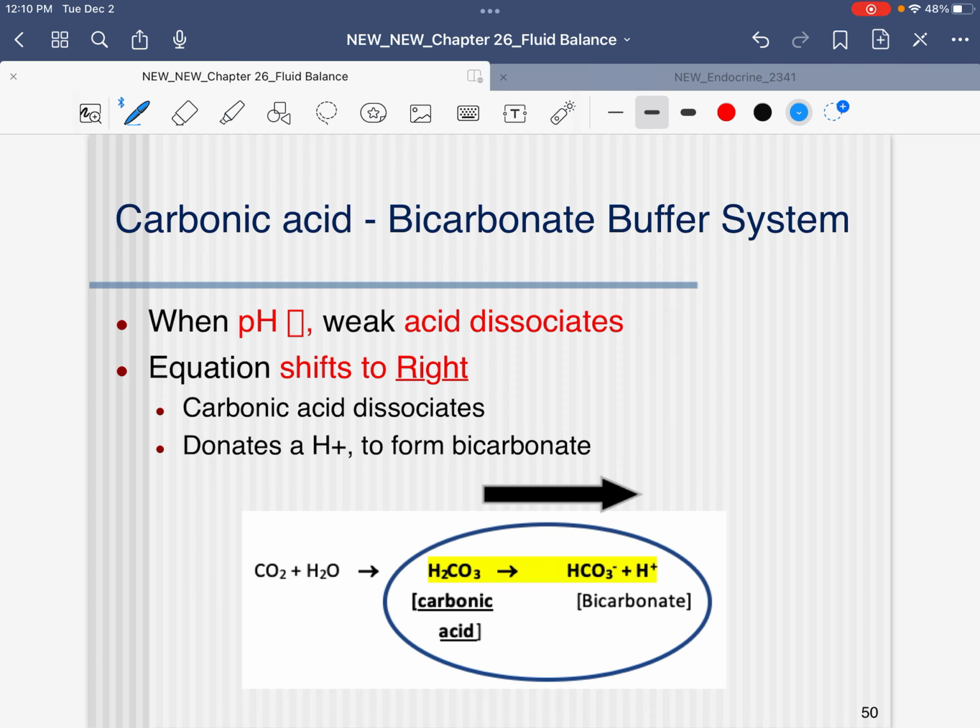If it was the opposite, what happens if our blood pH goes up? If our blood pH goes up, it's too basic. What are we going to release to counteract it? If our blood is too basic, we want to release the acid. In the equation, when we dissociate or release the acid, the equation shifts to the right.